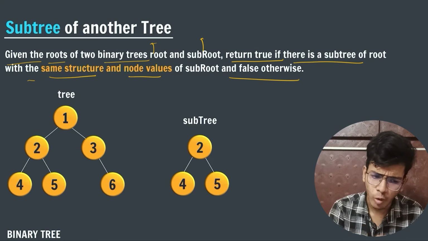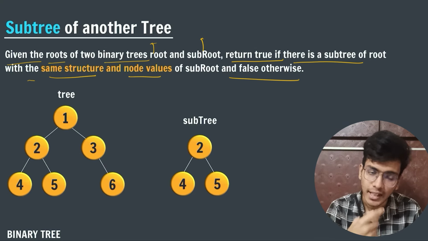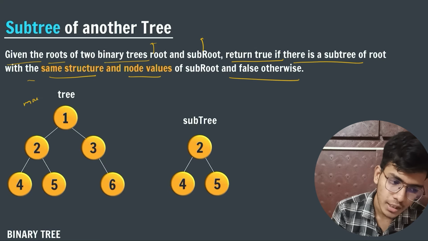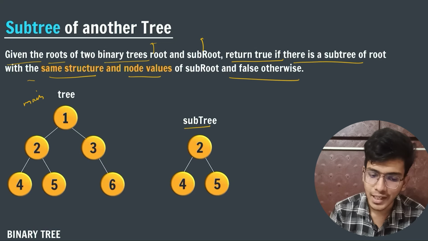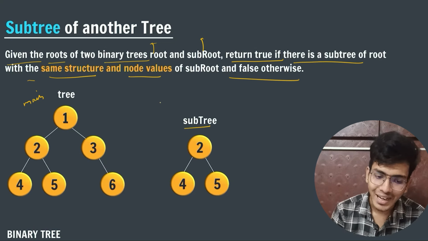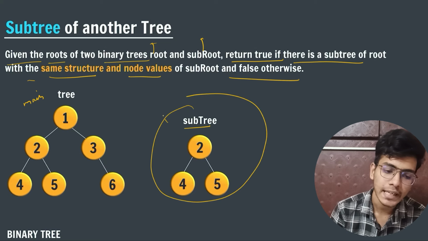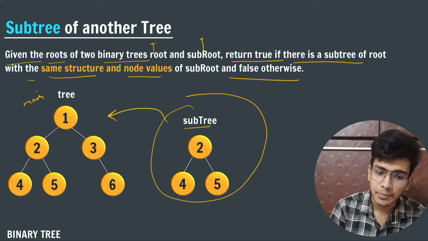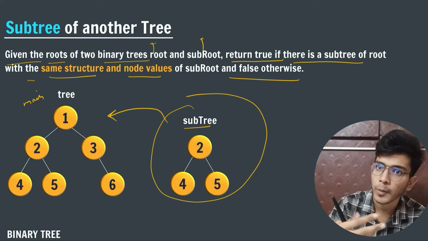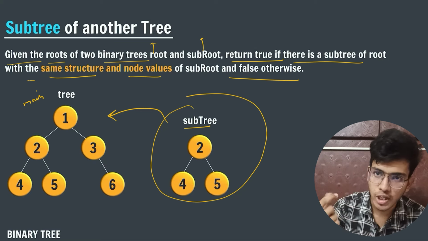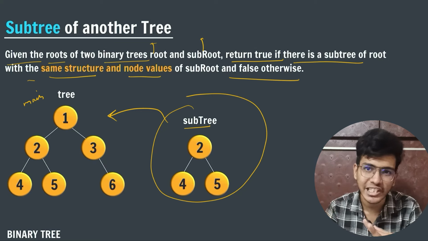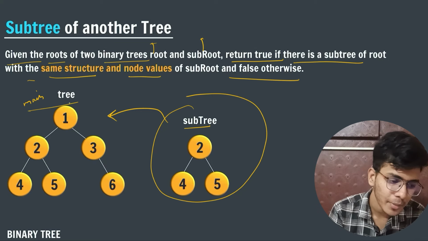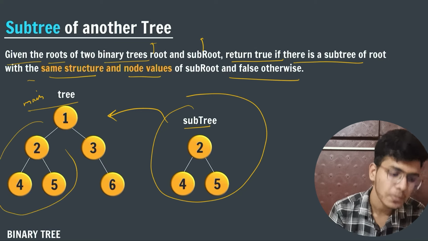Now let us understand what is being asked, not just by words. Let us understand the true essence of this question. So this is my main tree, right? I am calling this my main tree, and this is my subtree. I need to find whether this subtree lies in my main tree or not. And how I can tell whether a particular subtree lies in my main tree or not is based on two things. First one is structure. If my subtree structure is the same as the main tree structure, this is my main tree, right? So this is my subtree of my main tree.